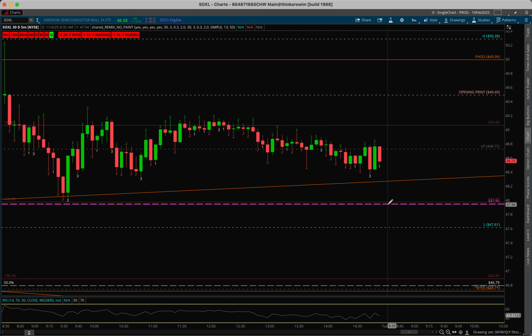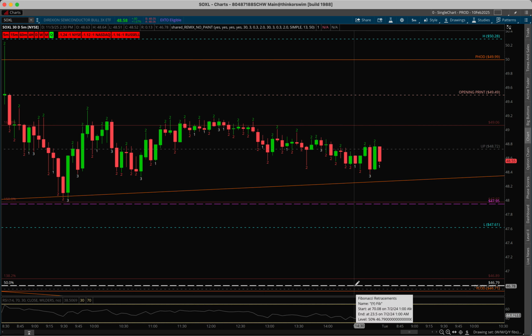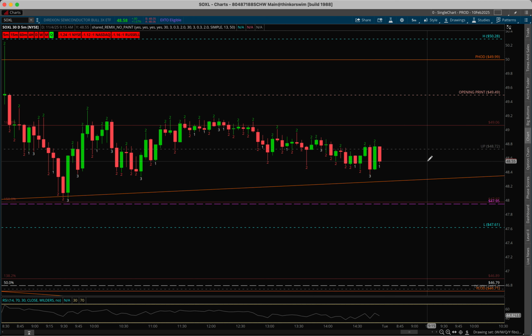This 47.95, that's the 50% of last week. And then also down here at 46.79, that's the 50% of last year. So we want to make sure that we keep an eye on those. They should serve as pretty good support points for us. And we talk about weekly, basically, how the 50% line of the previous week is normally tested at some point or other throughout the week, unless we're just running off to the races.